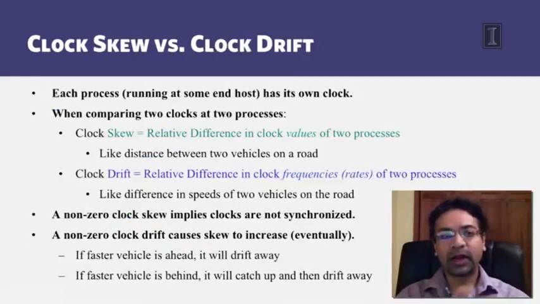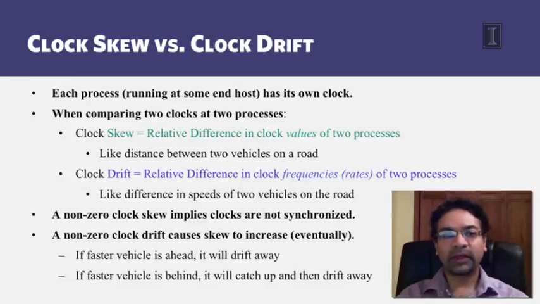When you want to synchronize the clocks across different processes in a group, there are two terms that come into play: clock skew and clock drift. Clock skew is the relative difference in the clock values of two processes, while clock drift is a relative difference in their speeds, or their clock frequencies, or their clock rates.